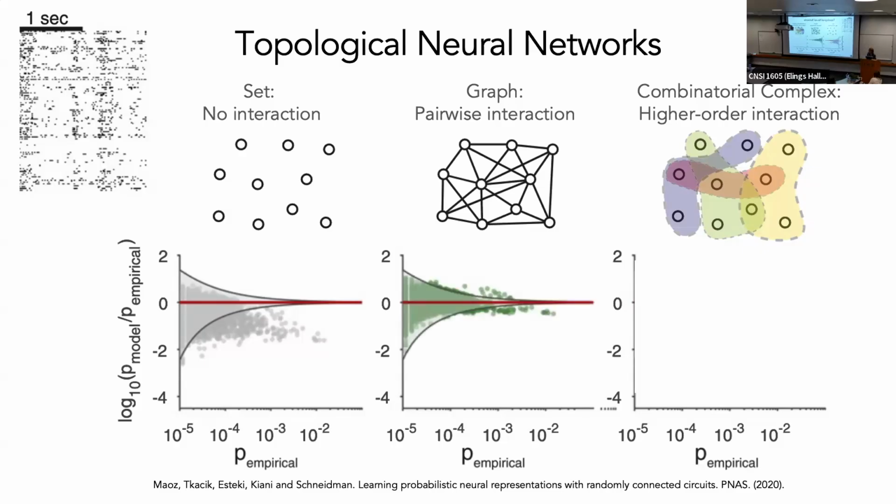With pairwise interaction, already it's much better. And you see that the points, which represent each pattern of spikes, tend to be closer to 0. The probability of this pattern of spikes predicted by the model versus empirically observed starts to be the same. But what's even crazier is that if you add a combinatorial complex, now all of a sudden you're, again, much, much better. So that seems to be first evidence that topological deep learning is a good strategy also for natural brains, in this case, for monkeys.